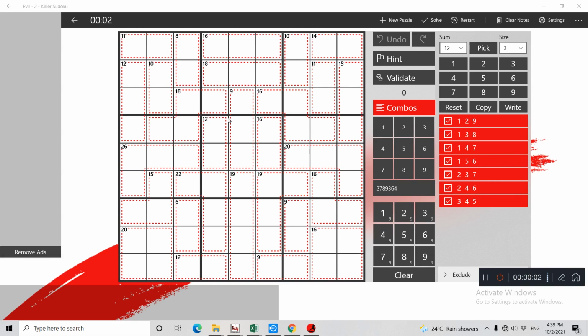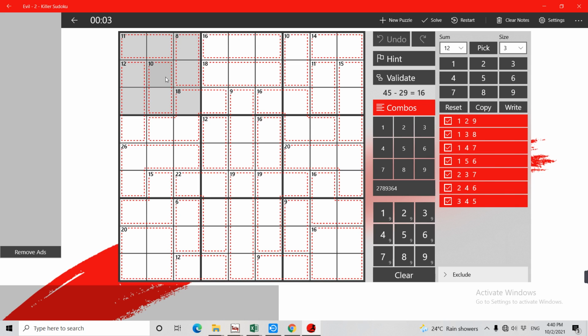Hello everyone, today we are trying to solve the Evil Sudoku killer series. This is going to be puzzle number 2 of that series, and it will follow the basic killer Sudoku rules. That is, we need to fill 1 to 9 from top to bottom, across, and in each cell of 9. And apart from that, we also need to follow the chain rule.